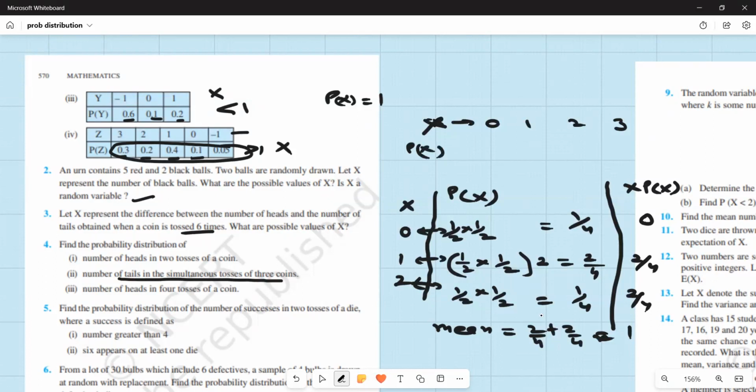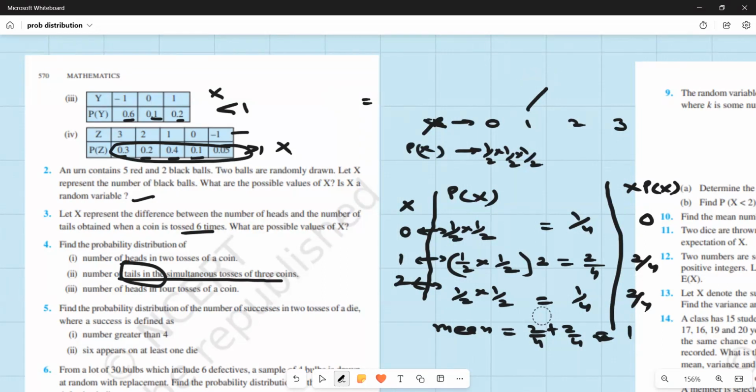If there is no head, sorry, no tail, because this is the number of tails in the tosses. So if there is no tail, then all the three are heads. So 1 by 2, 1 by 2, 1 by 2. Then for 1, it will be 1 tail, and the other 2 are heads. So that will be 1 by 2, 1 by 2, 1 by 2, and we will multiply that by 3 because this tail will move 3 times. I would remember it that way.